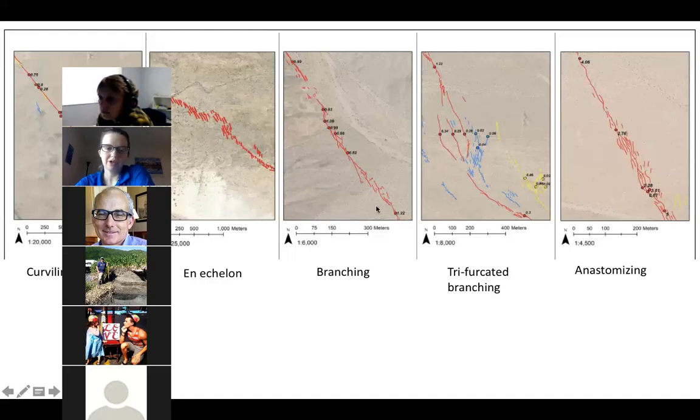Here's an example of branching, where we get, say, a 50-meter wide zone of branching. And here it's hard to identify any of these segments as having slip that is so much larger than the others. And so again, these would be inferred as a single, broadish primary fault zone.